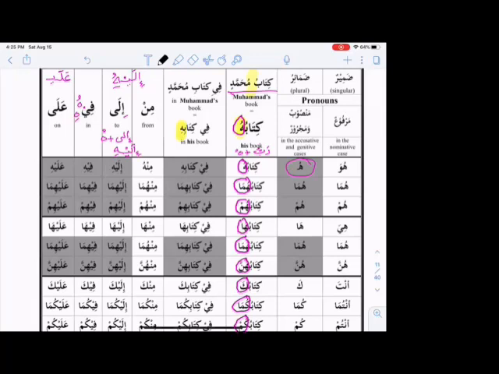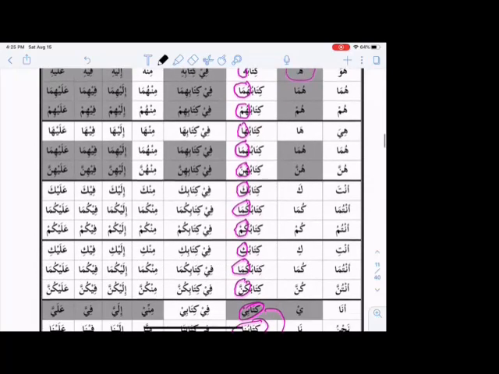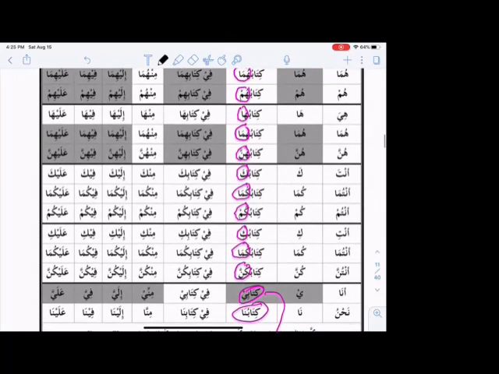Ilayka, ilaykuma, ilaykum, ilayki, ilaykuma, ilaykunna. And then ilayya. Then normal. Ilayna. Did you get the idea?